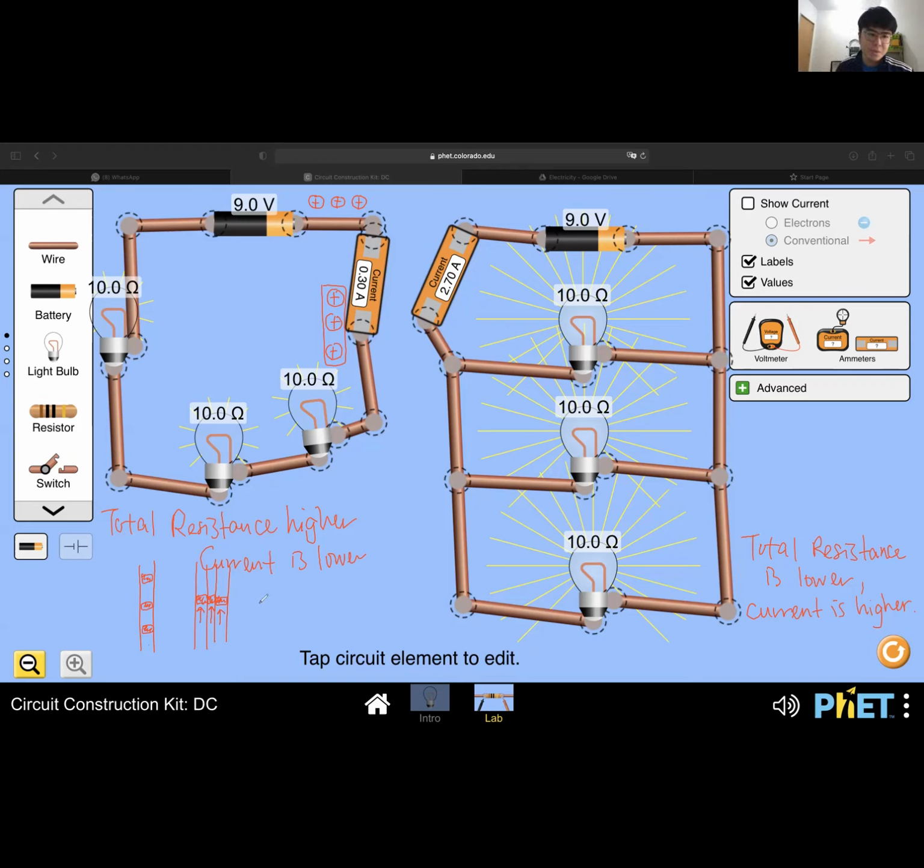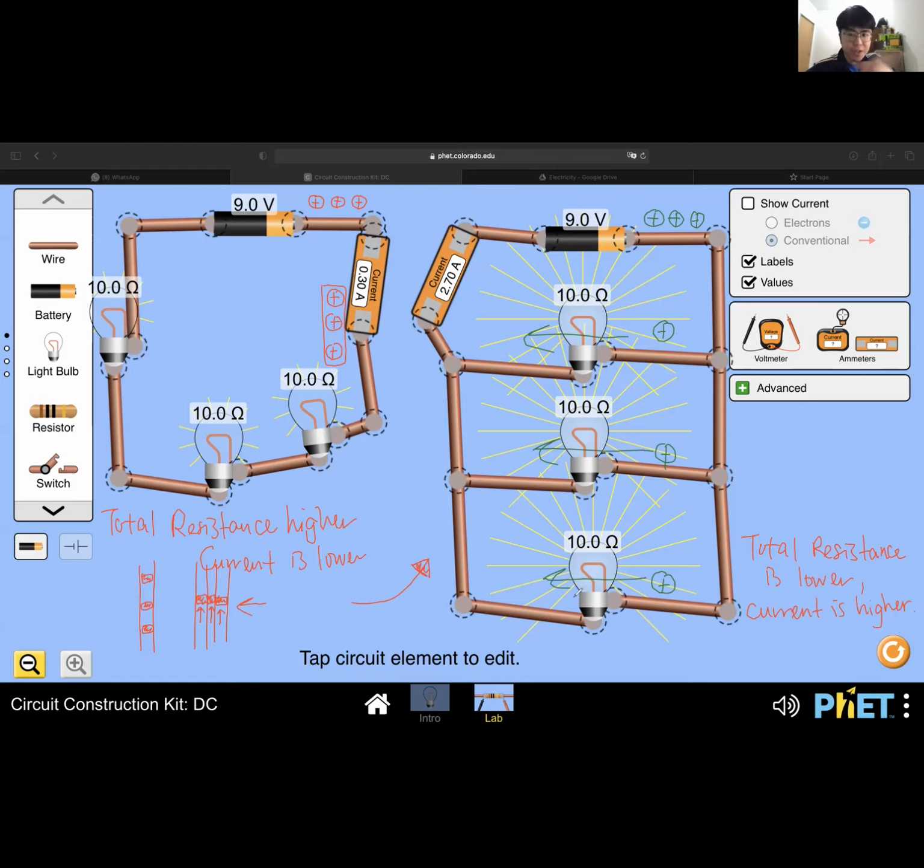So the second one is the parallel circuit. That means you have 3 charges here. 1 charge can go to the first branch. The second charge can go to the second branch. The third one can go here. So they cross this one. The movement, the flow of the charges, is more efficient. More efficient means less resistance, less traffic jam.